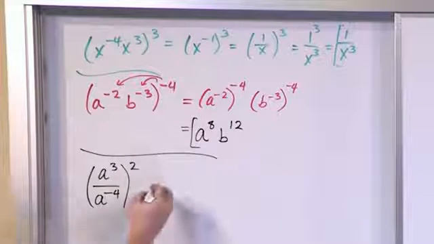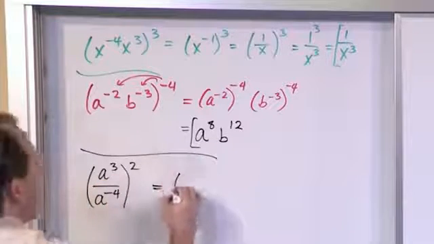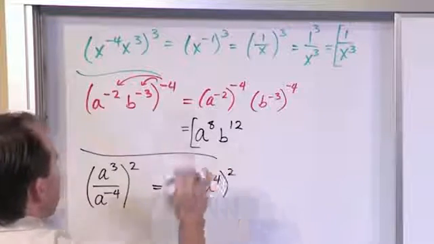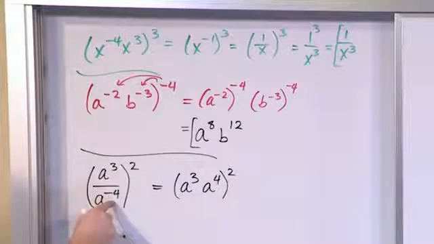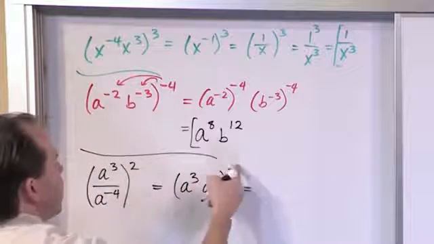Again, lots of different ways to do it. Let's take this negative exponent and move it upstairs. And so what we'll have is a cubed times a to the positive fourth power, raised to the power of 2. We just take this guy, move it upstairs, make him positive. Now we can distribute the 2 in like this.